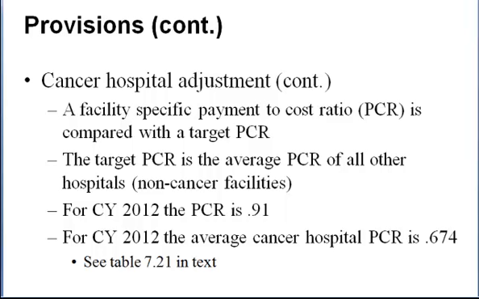Medicare will compare each facility's cost to payment ratio, or PCR, with the target PCR for any given year. Additional payments will be provided to the facility, so the facility's PCR will be equal to what the target is. The target PCR is the weighted average PCR for all other hospitals that furnish services under the outpatient prospective payment system, and these are non-cancer hospitals. For 2012, the PCR is 0.91.